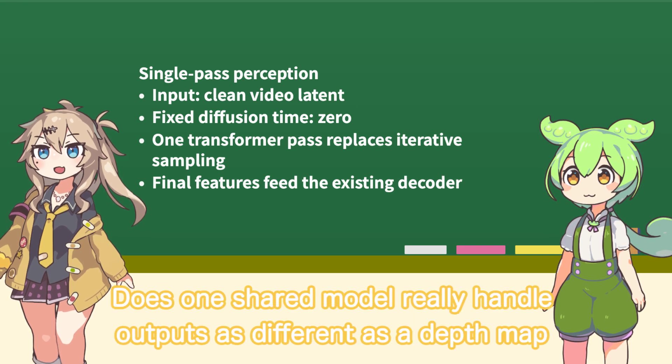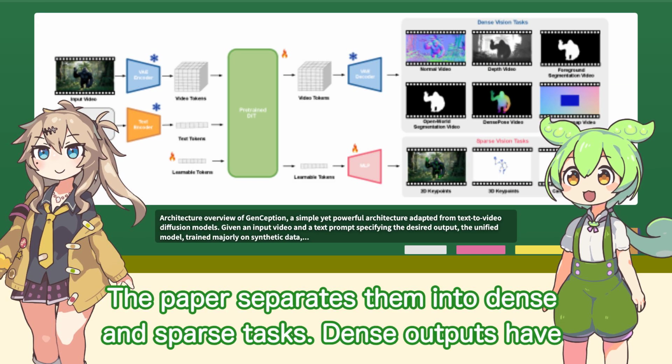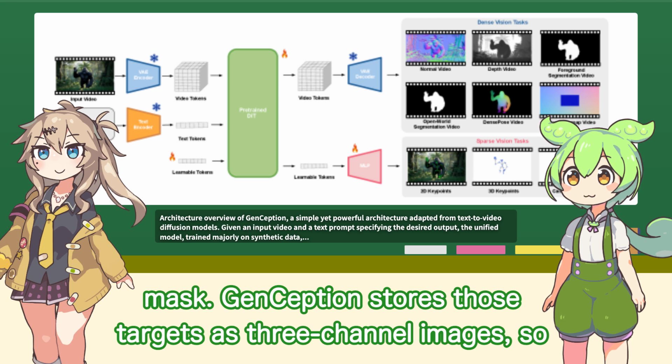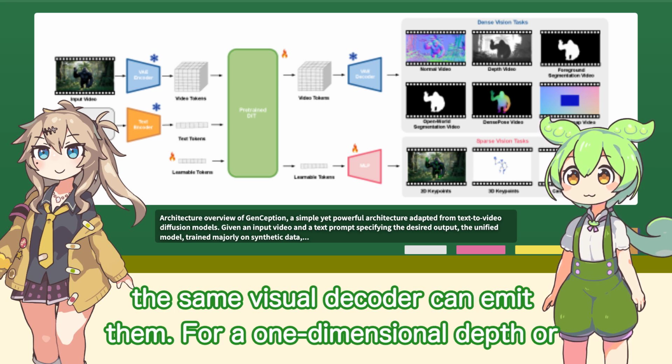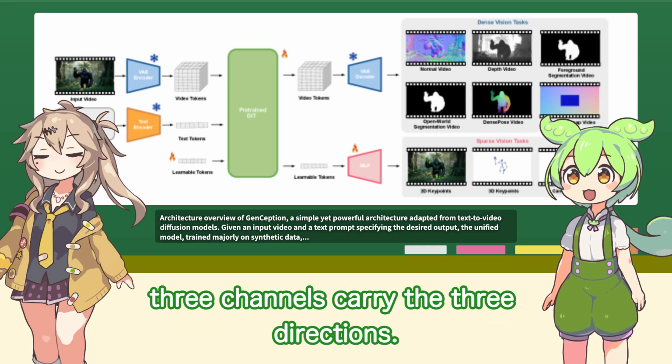Does one shared model really handle outputs as different as a depth map and the list of key points? The paper separates them into dense and sparse tasks. Dense outputs have a value at every pixel, such as depth, surface orientation, or a segmentation mask. GenSection stores those targets as image-like outputs. For a one-dimensional depth or mask, the value is repeated across channels. For surface normals, the 3 channels carry the 3 directions.